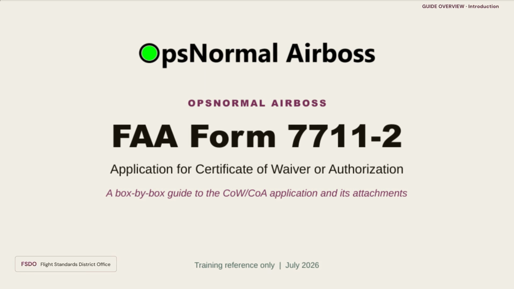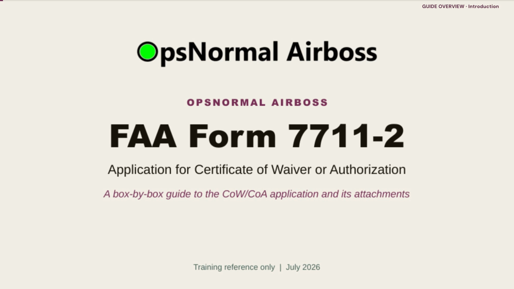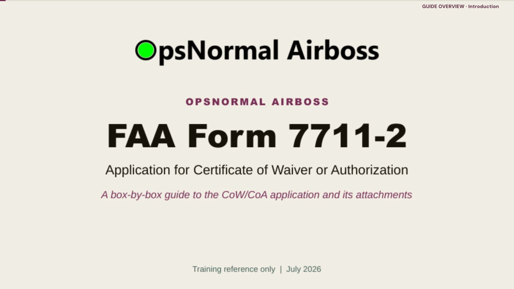This is Ops Normal Airboss's box-by-box guide to FAA Form 7711-2, the application for Certificate of Waiver or Authorization. Over the next several sections, we'll walk through every numbered item on the form, the attachments that support it, and how each piece connects to the job you actually do on show day. This is a training reference, current as of July 2026, and it's built around a real submitted package so you can see exactly what a complete FSDO-ready application looks like, rather than just an abstract description of the form.